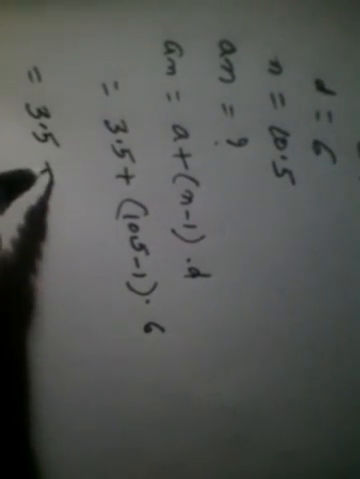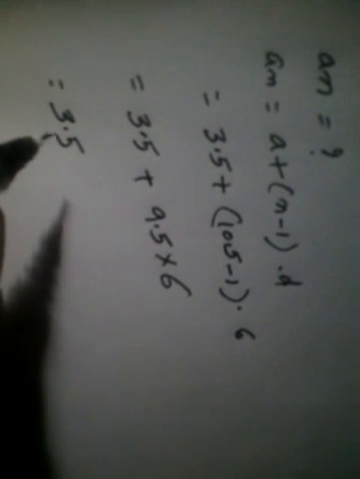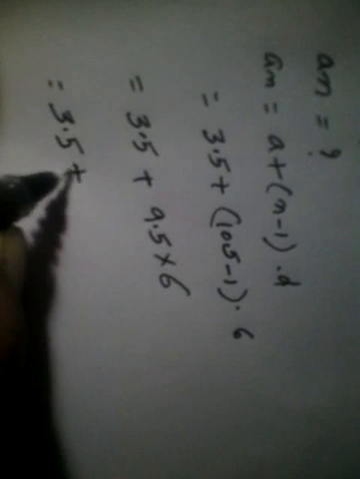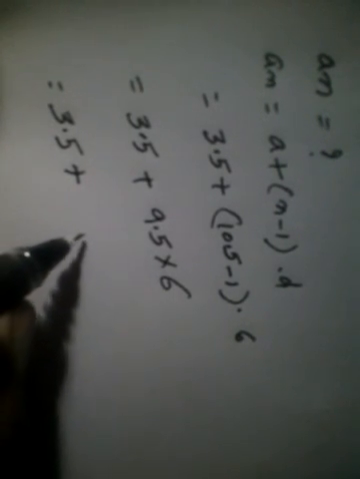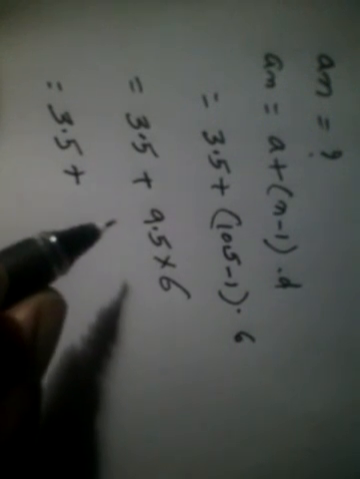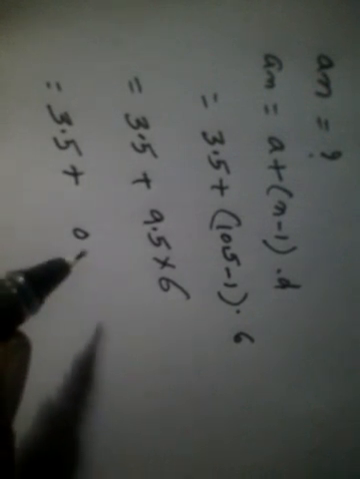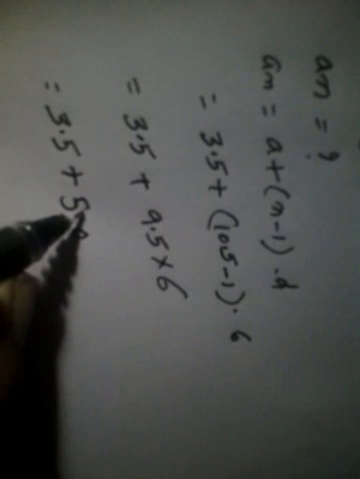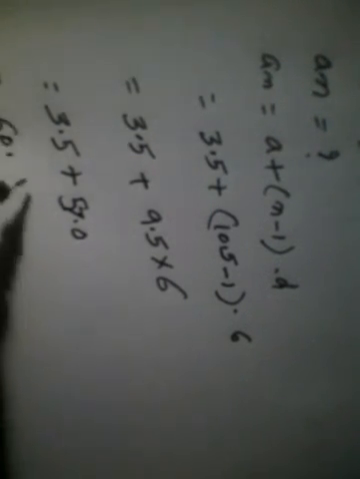3.5 plus 9.5 into 6, which is equal to 3.5 plus 9.5 into 6. That is 6 into 5, 30, and 6 into 9, 54, plus 3, 57. So this is equal to 57.0, or this is equal to 57.0 plus 3.5, that is 60.5. So an is equal to 60.5 in this case, which was missing, we had to find that. So this is the fifth part. So all the parts of question 1 are over.